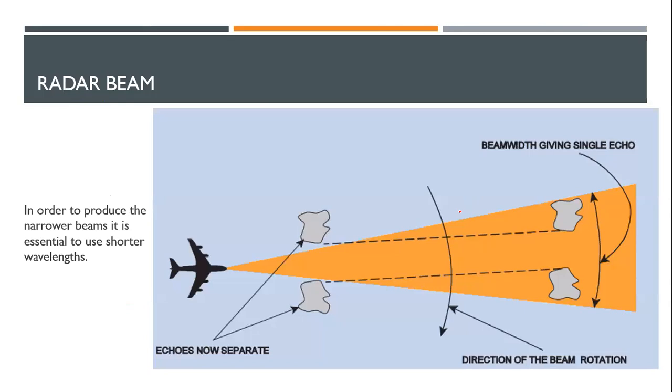Now, why do we use the airborne weather report? So that we can know the clouds or the water droplets. You can see this aircraft is trying to sense the clouds. Now, in order to produce narrow beams, it is essential to use shorter wavelengths. When we use shorter wavelengths, the frequency will go high. That is why we use high frequencies in our AWR, and we'll see the frequency band.